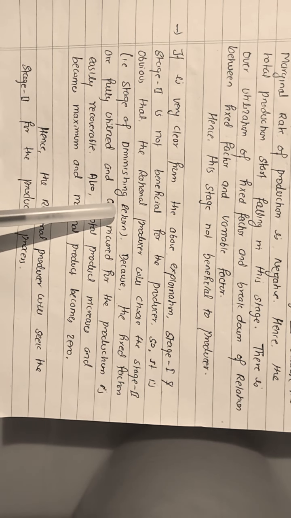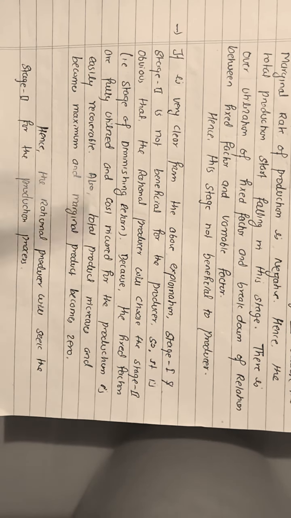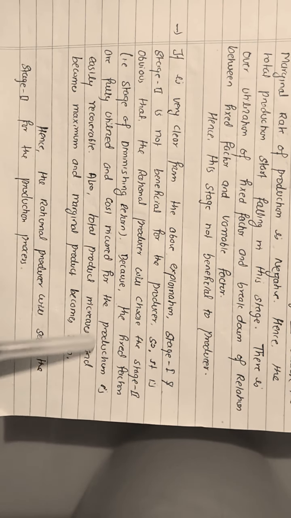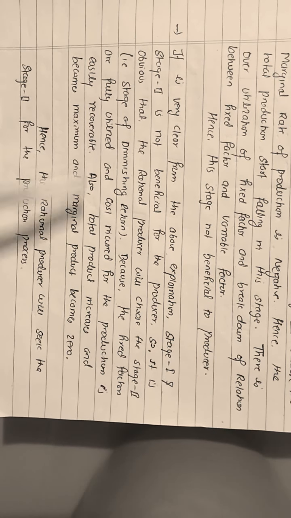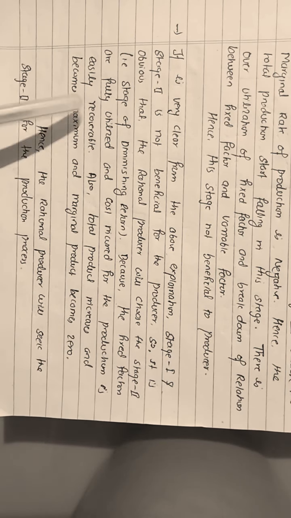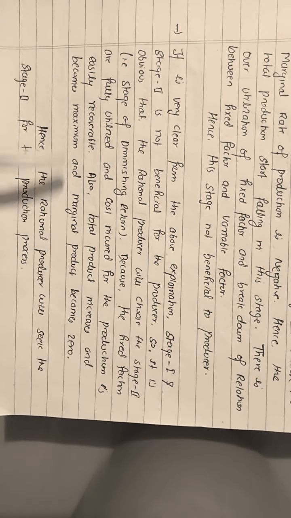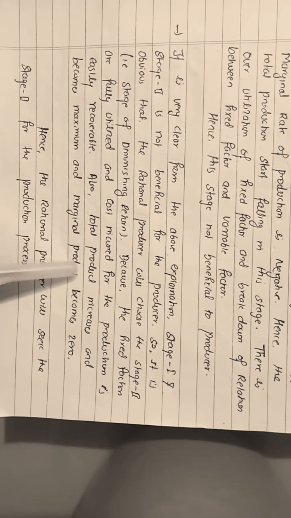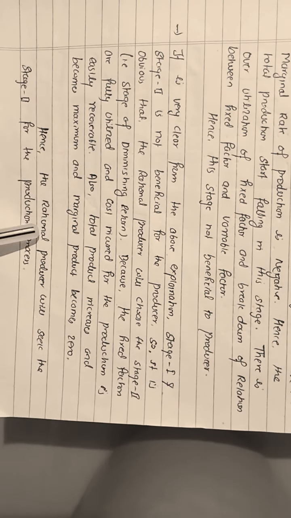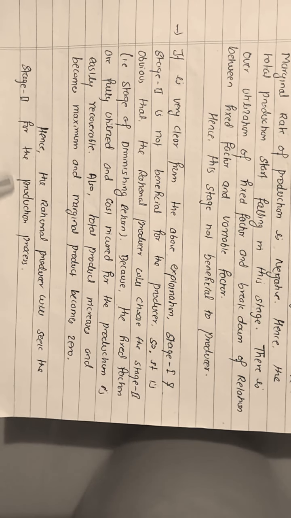The rational producer will choose stage 2, that is the stage of diminishing return, because the fixed factors are fully utilized and the cost incurred for the production is easily recoverable. In this stage, what happens? The fixed factors are fully utilized and the cost incurred for the production is easily recoverable. Also, the total product increases and becomes maximum in the second stage, and the marginal product becomes zero. Hence, the rational producer will seek stage 2 for the production process.